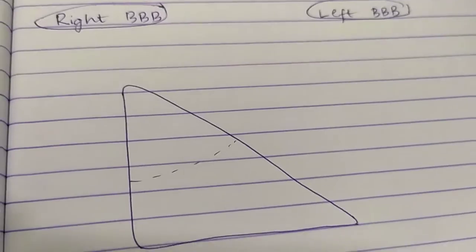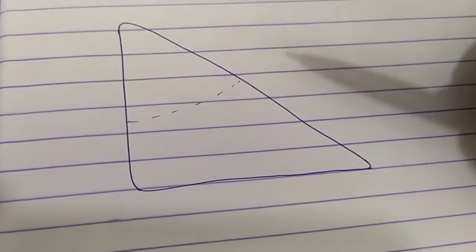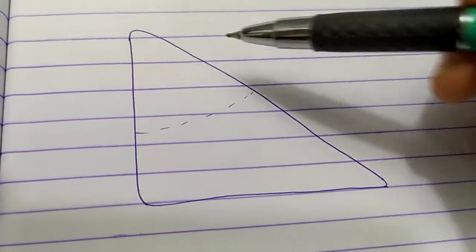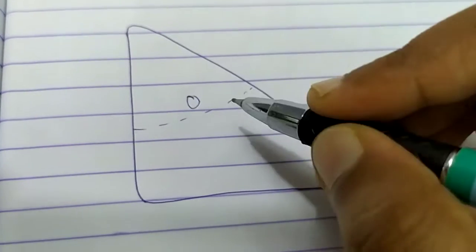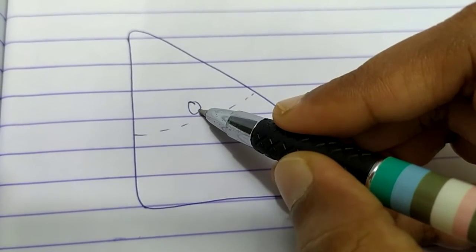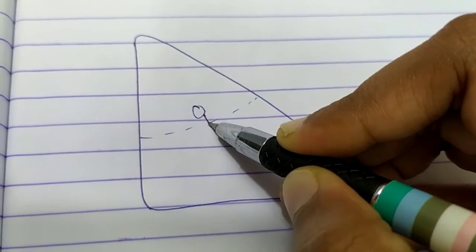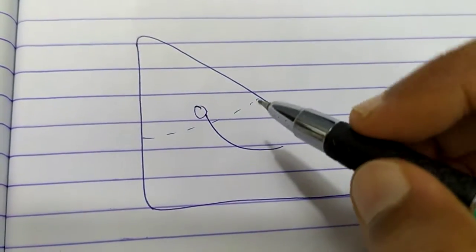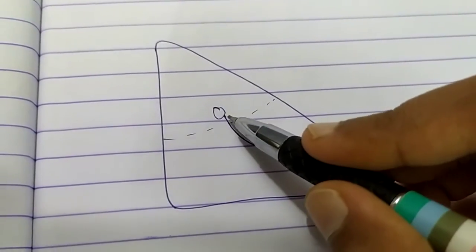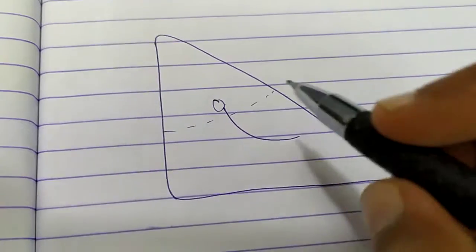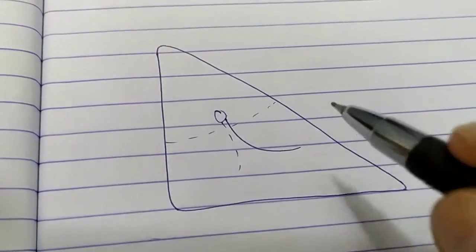Let's see about the right bundle branch block. Let's consider this as a heart, and these are the atrial chambers and these are the ventricular chambers. Here you have the AV node which continues as the bundle branches, the left and the right. Here in the right bundle branch block, we are only left with one bundle branch, that is the left bundle branch, the right one being damaged.